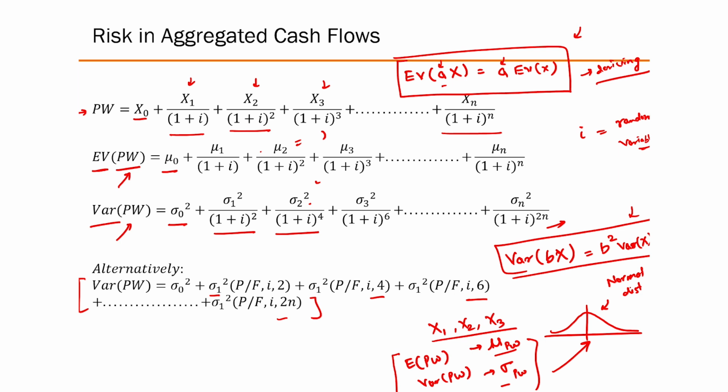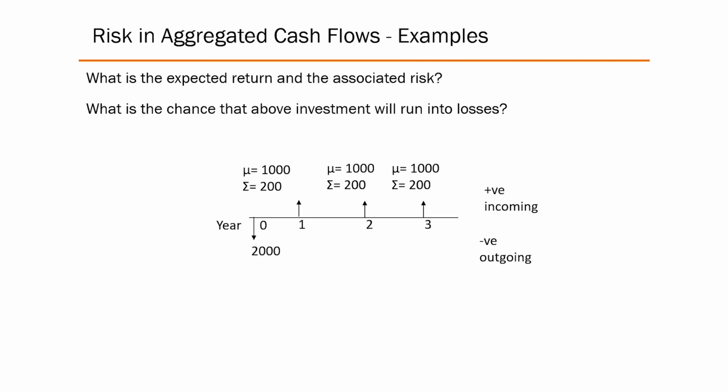Now, if you know the probability distribution curve, you can answer the question: what is the chance that my investment will have at least not negative cash flows, or a 10% chance that my cash flow would be this. All those questions you can answer. How? Let me show you an example, then we'll talk about it.